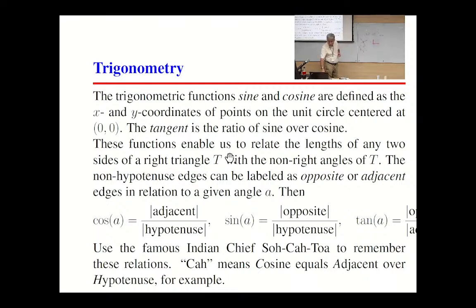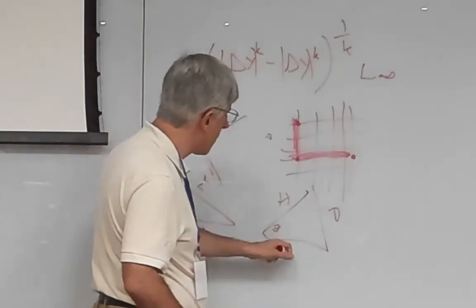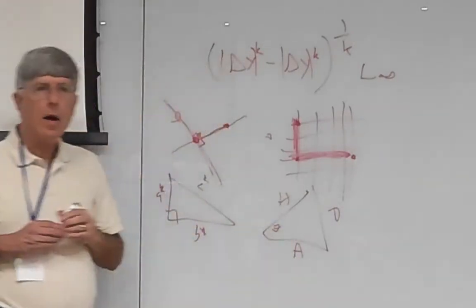You probably at some point had to learn that cosine of an angle was the adjacent side over the hypotenuse. And you had to learn that the sine of an angle was the opposite. So again, if we have a theta here, there is a hypotenuse, which was the longest edge. There was an opposite side, and then the other one was the adjacent side.